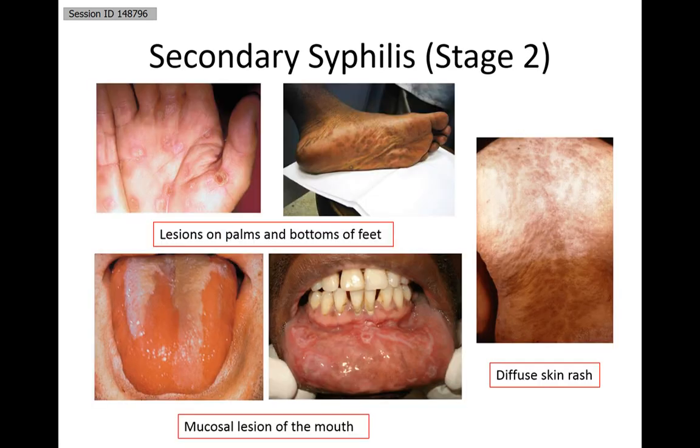As you can see, on the palms of the hands and the feet, you can see this diffuse rash, or even on the back of this patient. These lesions can also happen in the mucosal membranes, such as the mouth.